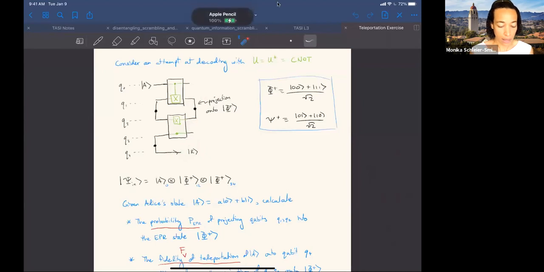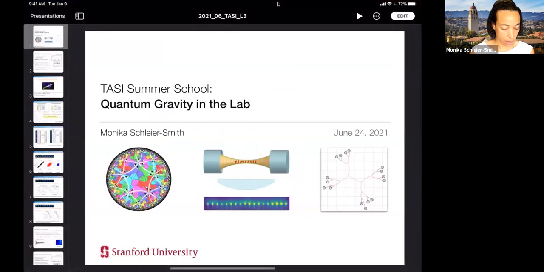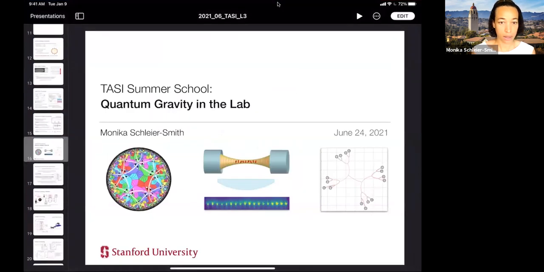Now, let me see whether I can do this directly on my iPad. I don't have to switch screens. Okay.